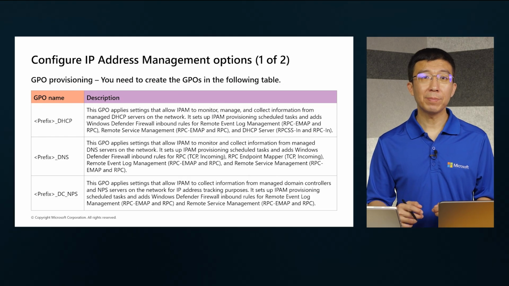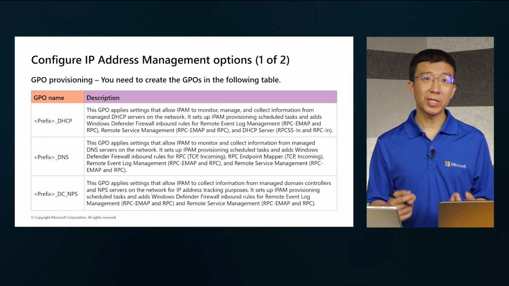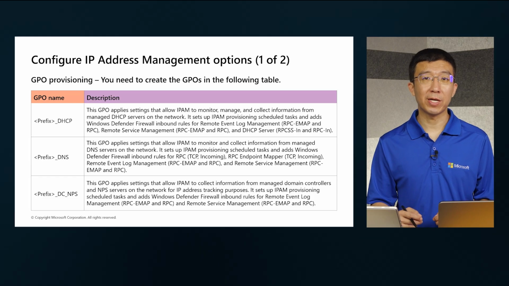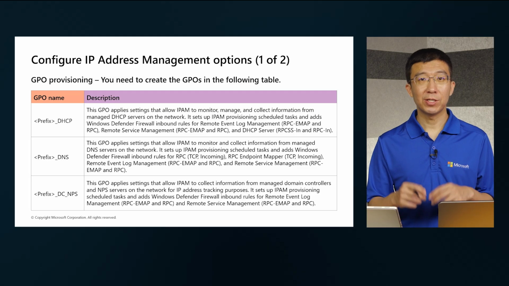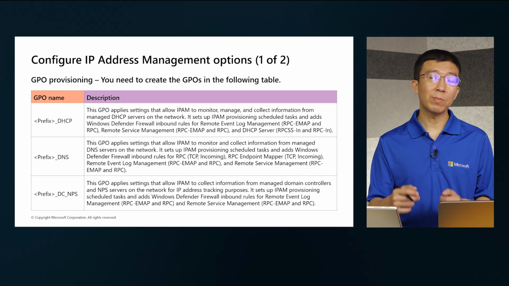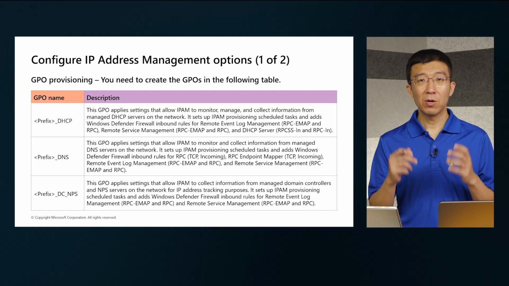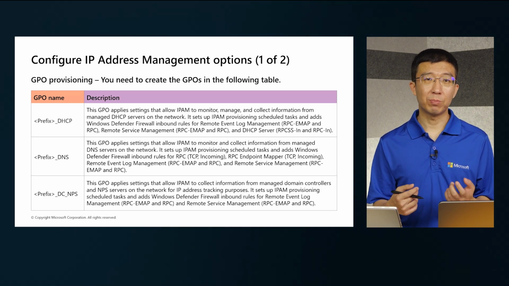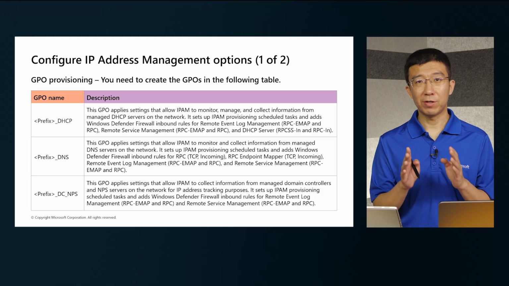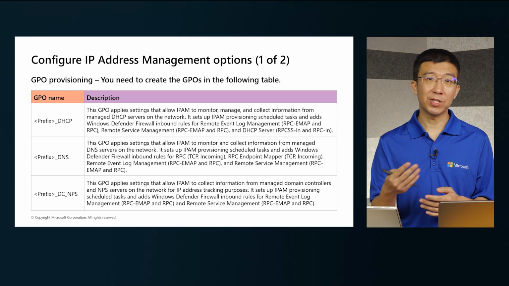When setting up IPAM, you need to create several group policy objects to allow IPAM to monitor and manage DHCP, DNS, and domain controllers. When you select group policy provisioning, you will be prompted to provide a prefix for these GPOs for easy identification.